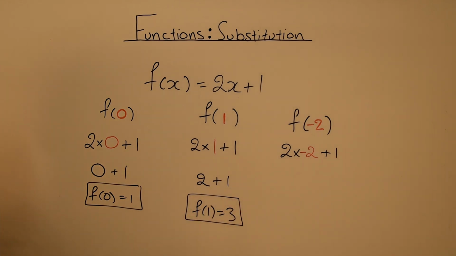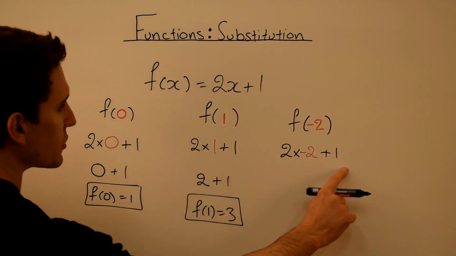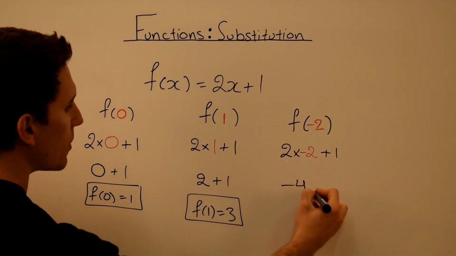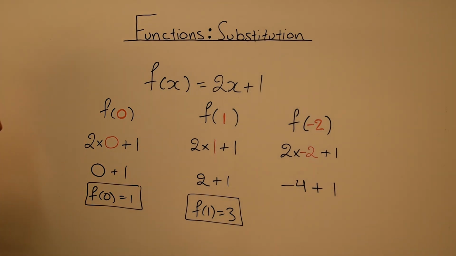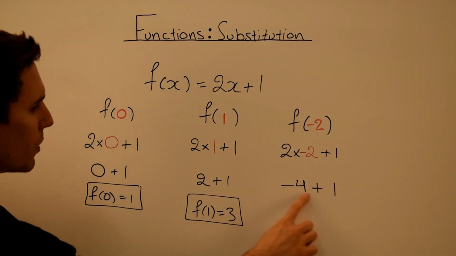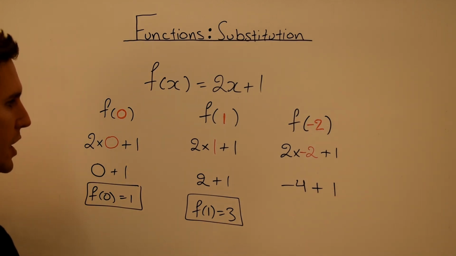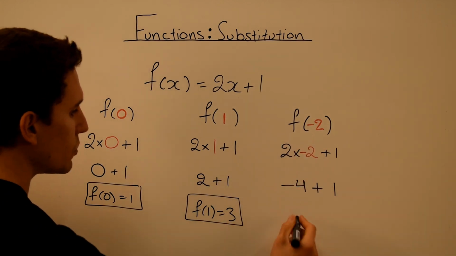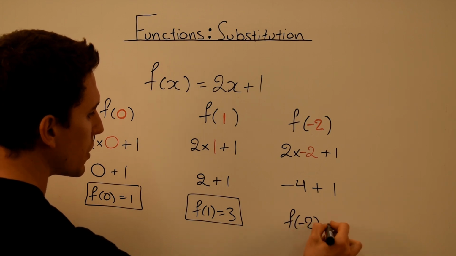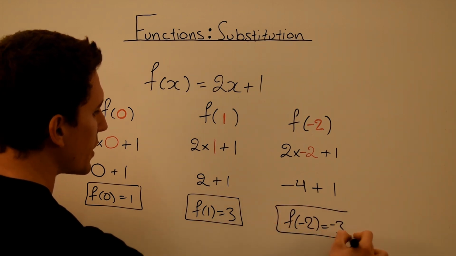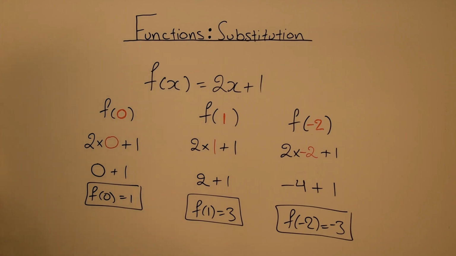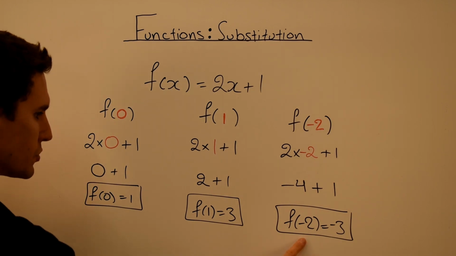What is 2 times minus 2? That's simply minus 4. Therefore, this expression will become minus 4 plus 1. And what is minus 4 plus 1 equal to? That's simply minus 3. Therefore, f of minus 2 is actually equal to minus 3. This example is now completed. We have answered what f of 0 is equal to, what f of 1 is equal to, and what f of minus 2 is equal to.